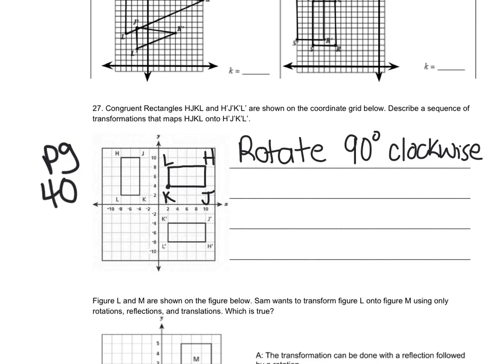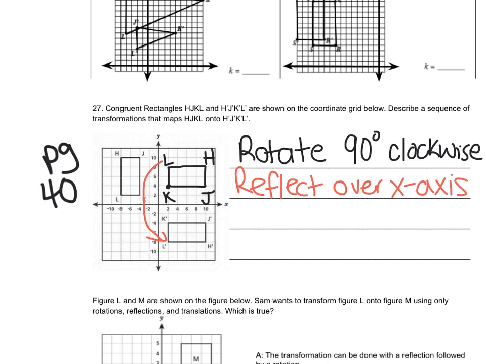Pay attention to the letters here. Notice K is on the inside and J is on the inside, while the L and H stay on the outside. So this is going to be a flip or a reflection over the x-axis.